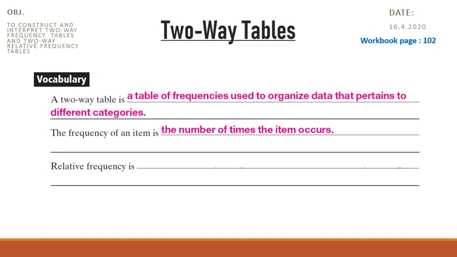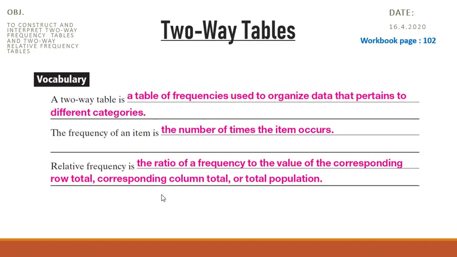Relative frequency is the ratio of the frequency to the value of corresponding row total, corresponding column total, or total population. Great. So it's a ratio between two terms. The first term is the frequency of the item or the value itself, and the second term of the ratio is the total. Which total? We have three types of total in the two-way table: the total of the row, the column total, and the total of all, the total of population.